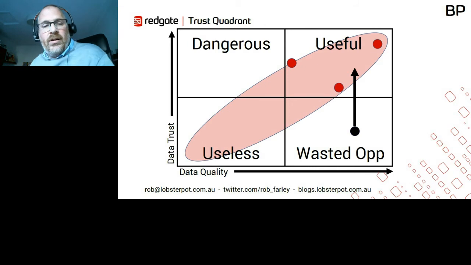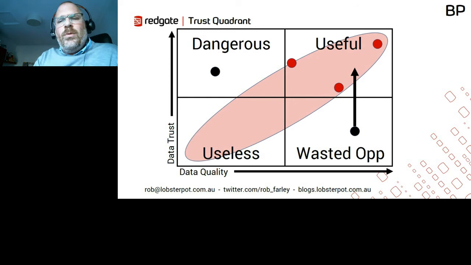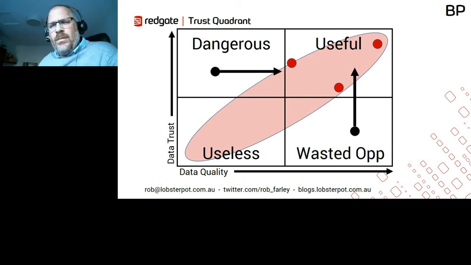If we've got a dot over here in the dangerous bit, well, you would think that really you just need to bring that across, improve the quality. But I find that it's more complicated than that. Improving data quality is actually a longer process.